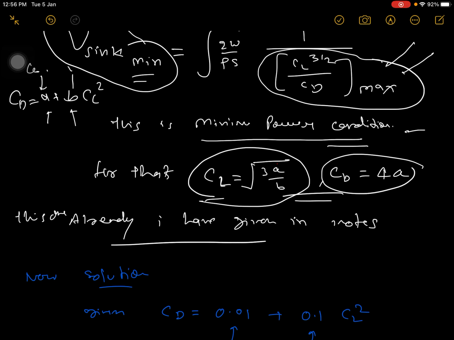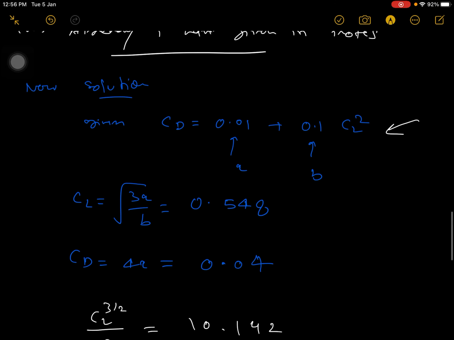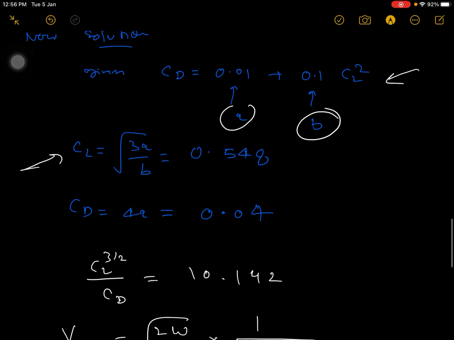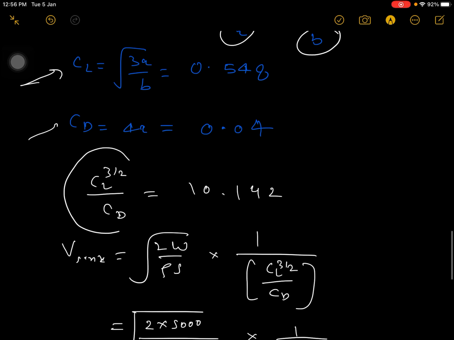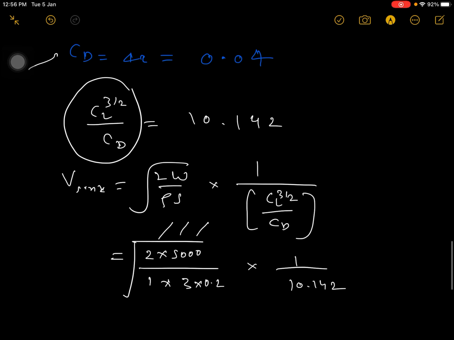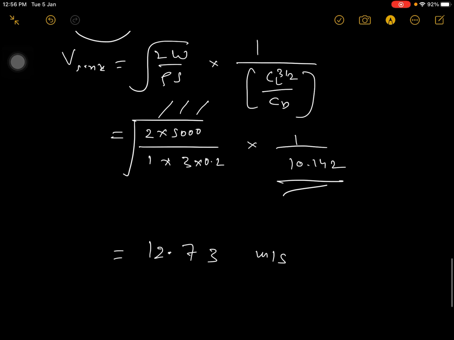Now let's solve the numerical. In the numerical, whatever drag polar is given, find out a and b from that, then find out the respective CL and CD, and then find out this component, and then substitute all the values here and you find out your sinking speed, which will come as 12.73.